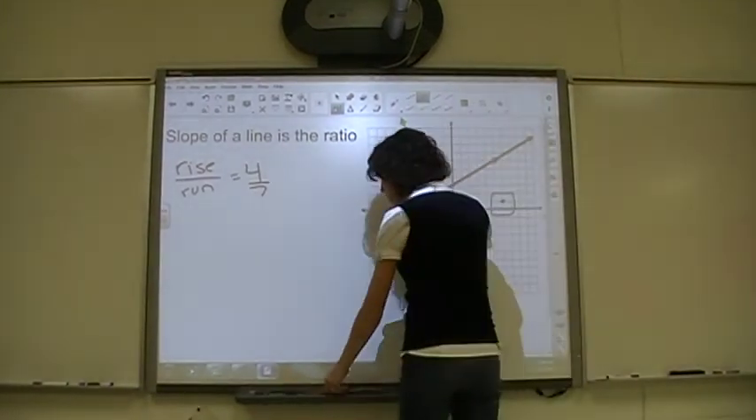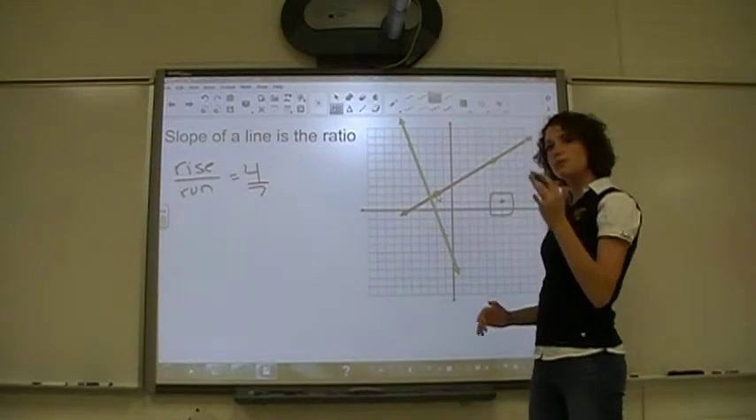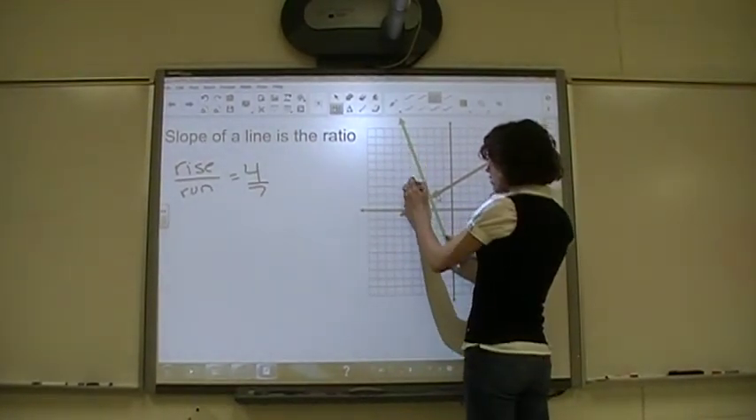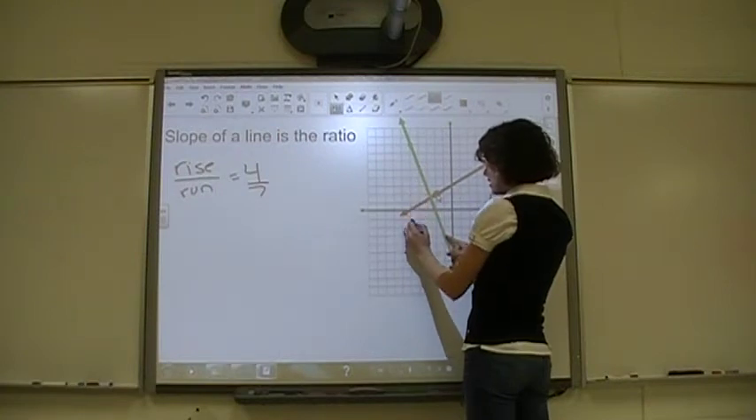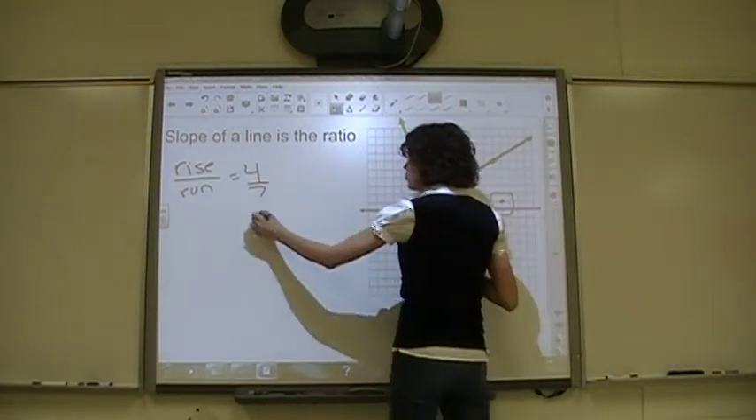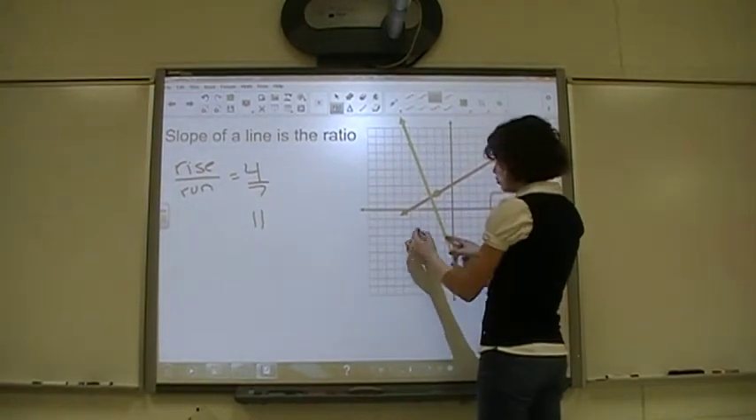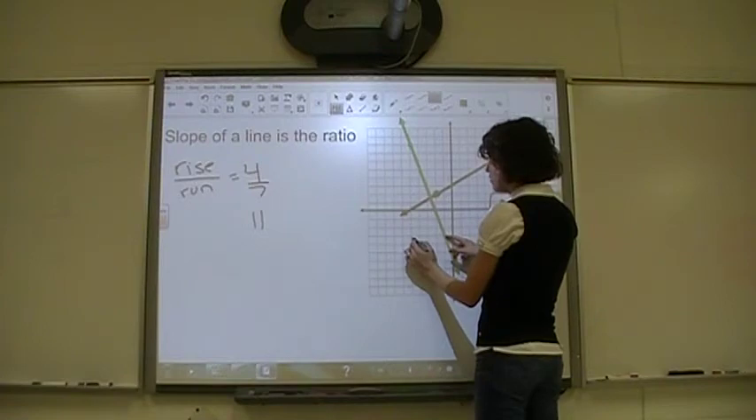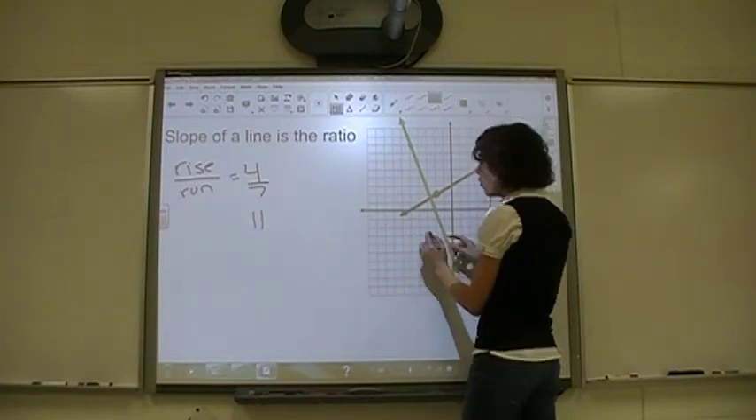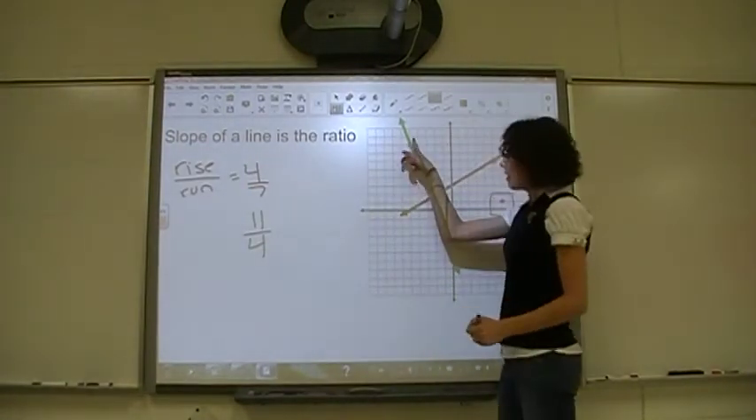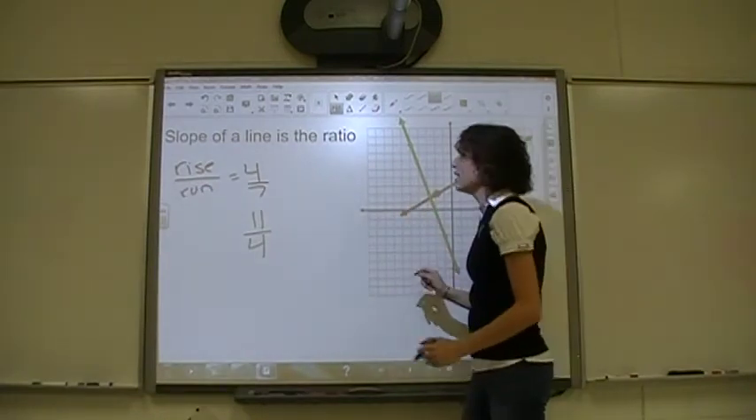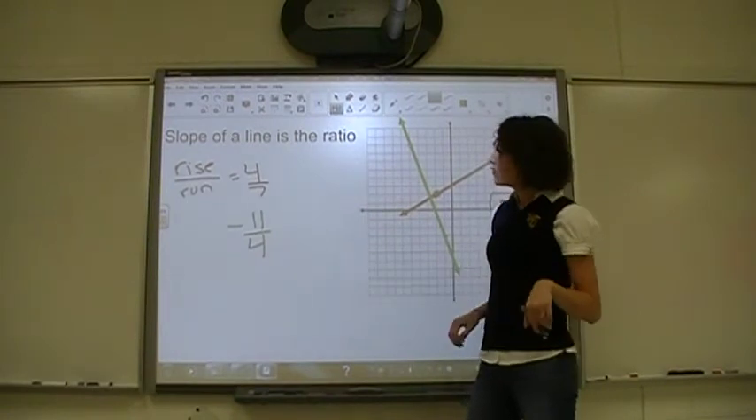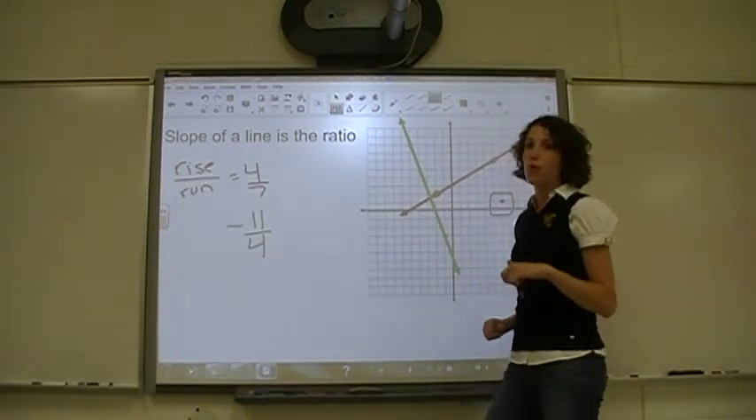Now let's go ahead and look at the green one. And as I said, you always want to work left to right, run to the right. So you rise 1, 2, 3, 4, 5, 6, 7, 8, 9, 10, 11. So you rise 11, and then you run 1, 2, 3, 4. But now, do you notice how I went down? Because I went down, that means that this is going to be a negative slope. So your slope for the green line would be negative 11 over 4.